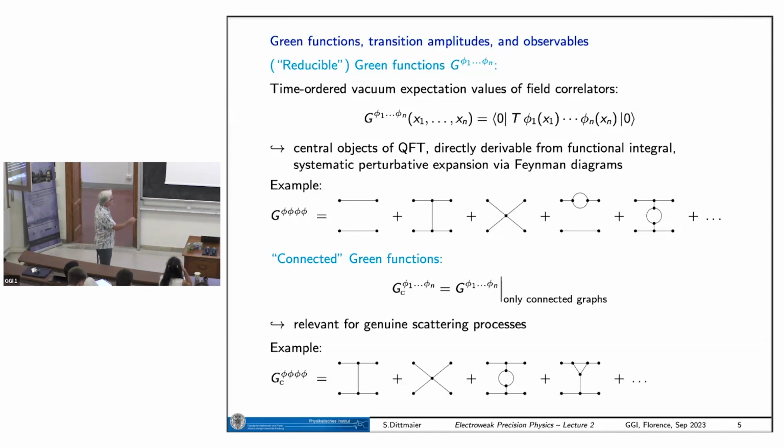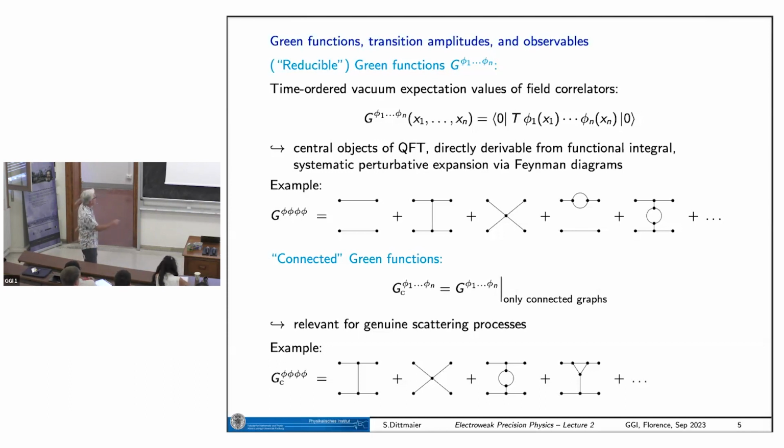For each of the field points x1 to xn, you have an external point. And then you just construct all the graphs where you can link the points with one another by lines, which are propagators, and the vertices are just these interaction vertices. And you get structures like this, yeah, tree level stuff here and with one loop there, and this goes to infinite loop order.